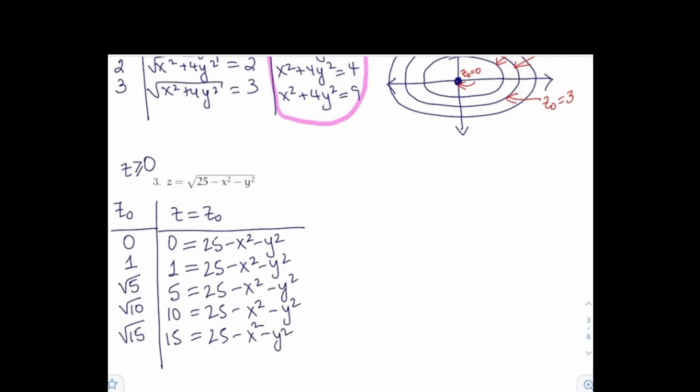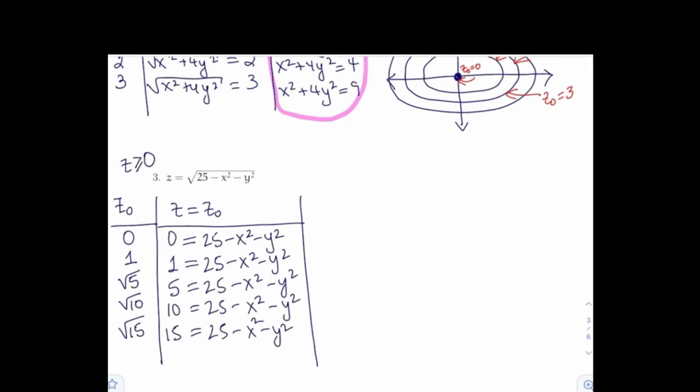Okay, and now once I isolate x and y, it will be clear what we get in here. So x squared plus y squared is equal to 25. Oops, sorry, this should be plus. Okay, and then x squared plus y squared, what do we get here? 25 minus 1, that's 24. And then x squared plus y squared is 20. And x squared plus y squared is what, 15.